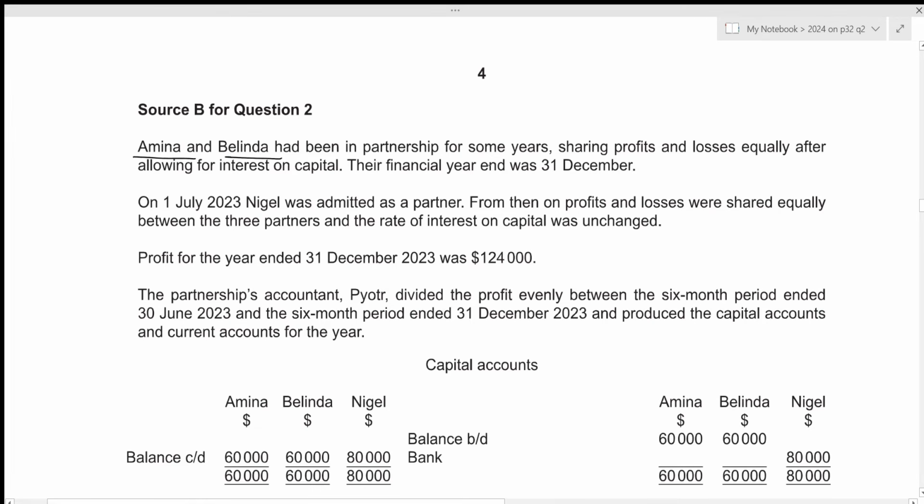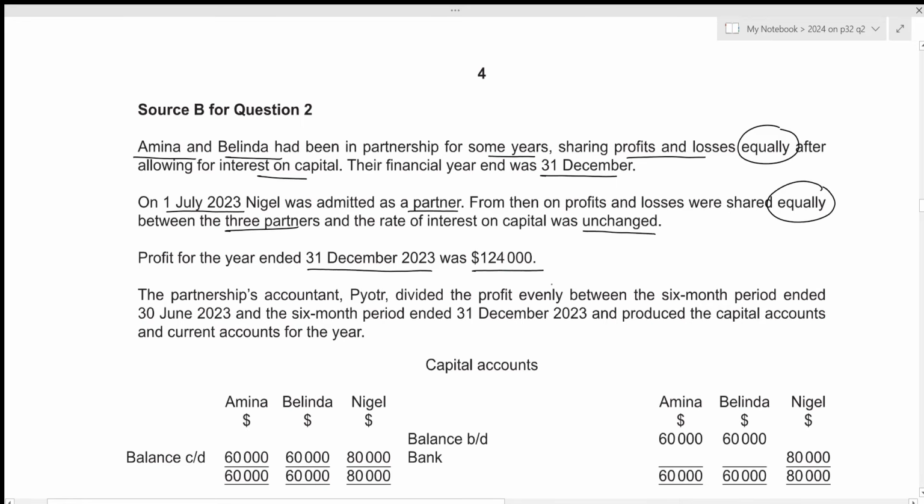Amina and Belinda had been in partnership for some years, sharing profits and losses equally after allowing for interest on capital. Their financial year end was 31st December. So in this case, they only allow interest on capital. There is no interest on drawings. There is no salary. On 1st July 2023, Nigel was admitted as a partner. From then on, profits and losses were shared equally between the 3 partners and the rate of interest on capital was unchanged. Profit for the year ended 31st December 2023 was 124,000.